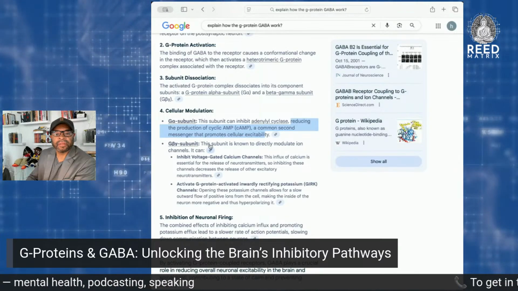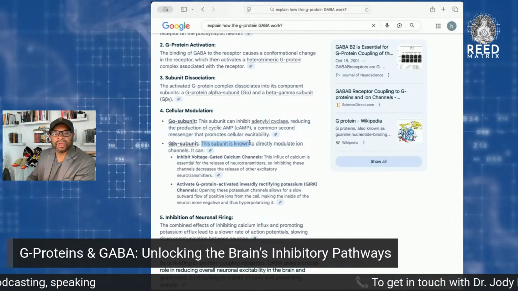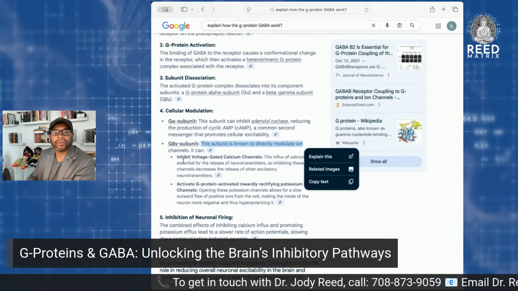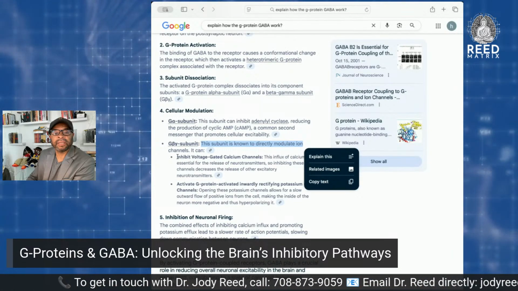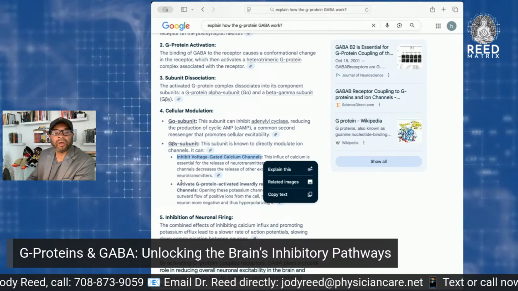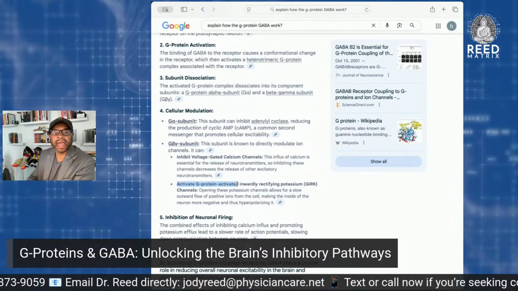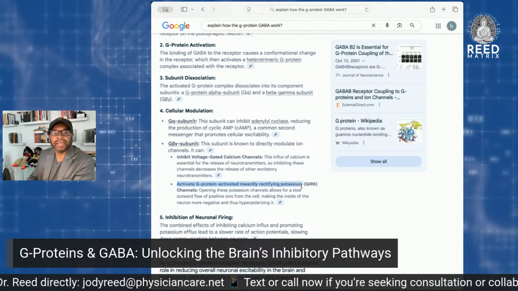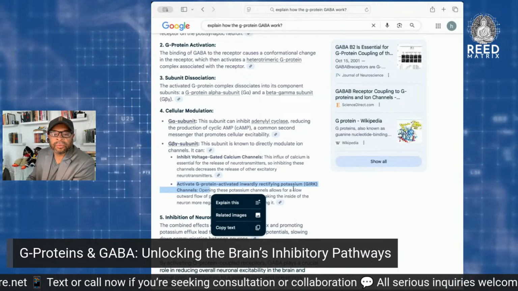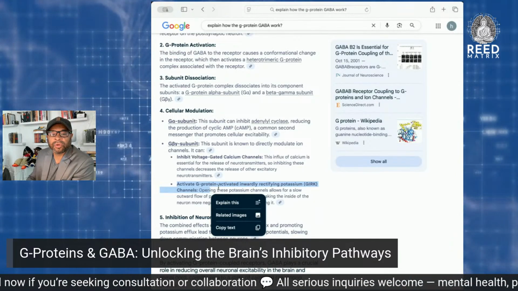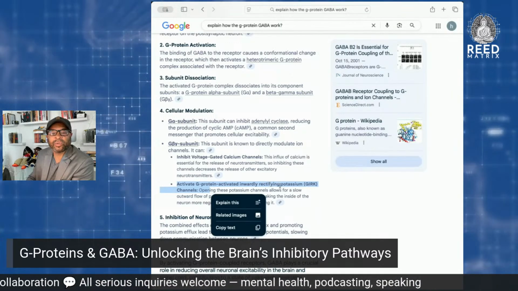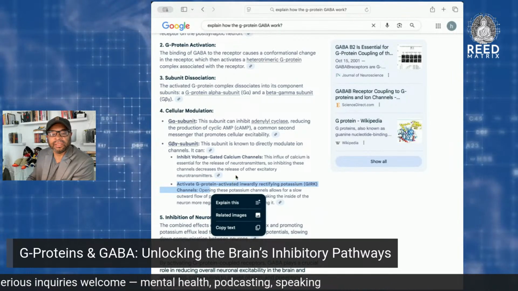Beta subunit, this subunit is known to directly modulate ion channels. Okay, great. It can inhibit voltage-gated calcium channels, and can also activate G protein activated inward rectifying potassium channels, whatever that is. They come up with new channels all the time. GIRK, G protein activated inwardly rectifying potassium channels. You kidding me?